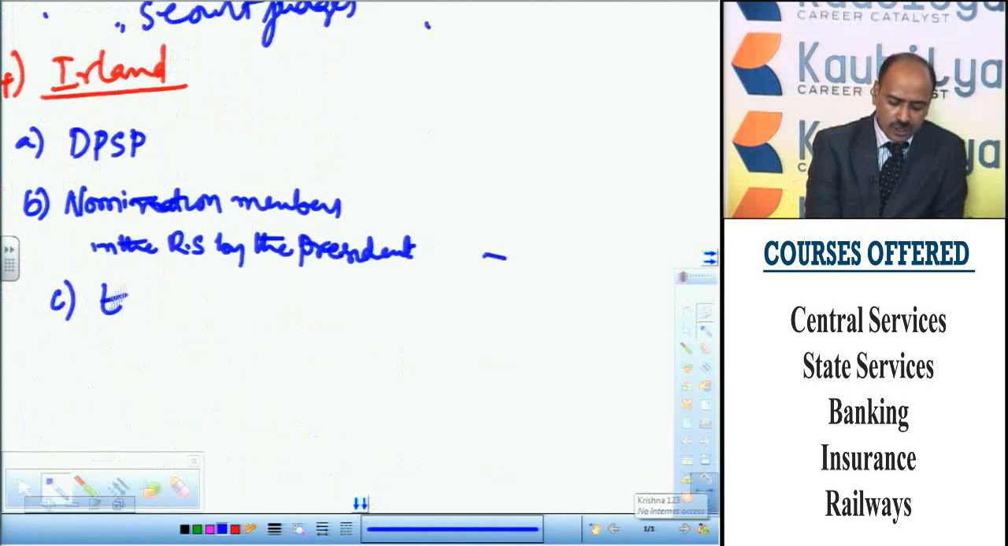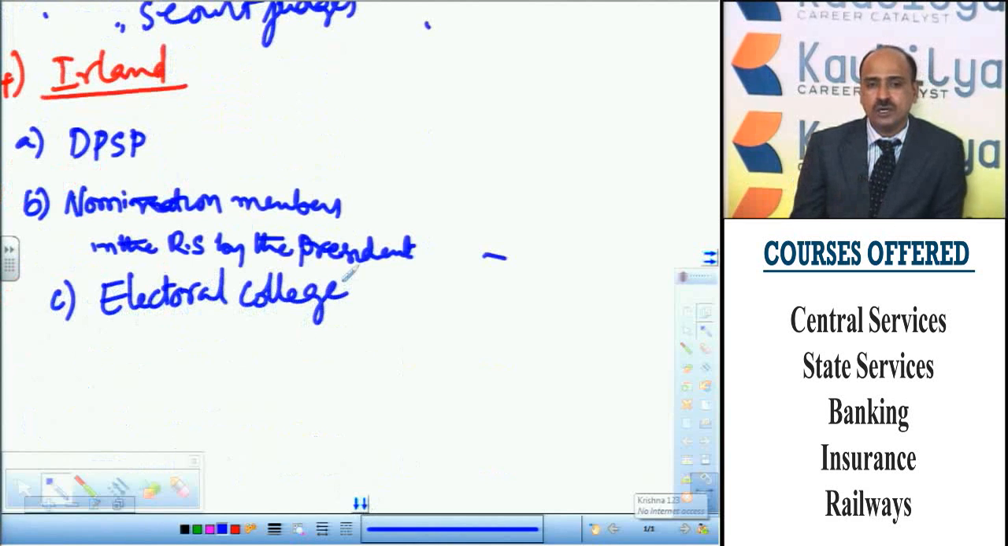Next, the electoral college. Our president is elected by an electoral college. That concept is borrowed from Ireland, but the inner side electoral college members are not borrowed from Ireland. We created the election procedure of the president, but the electoral college concept is an Ireland concept.